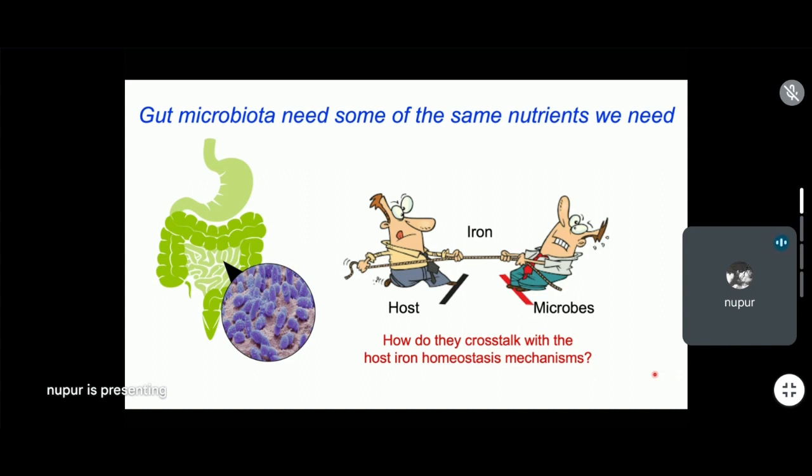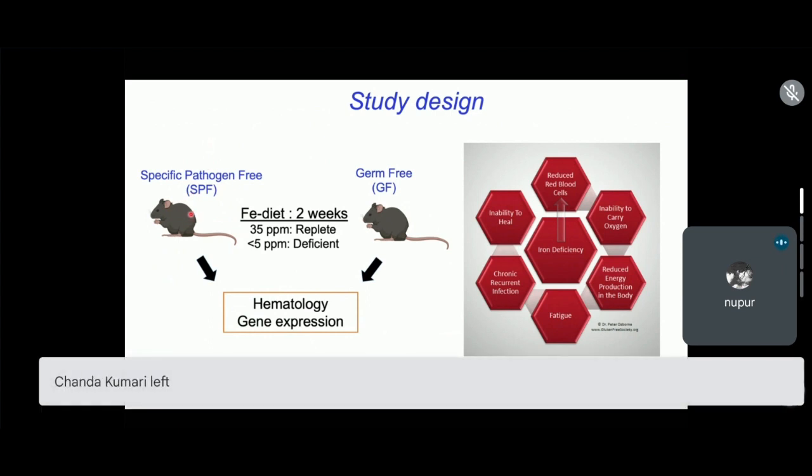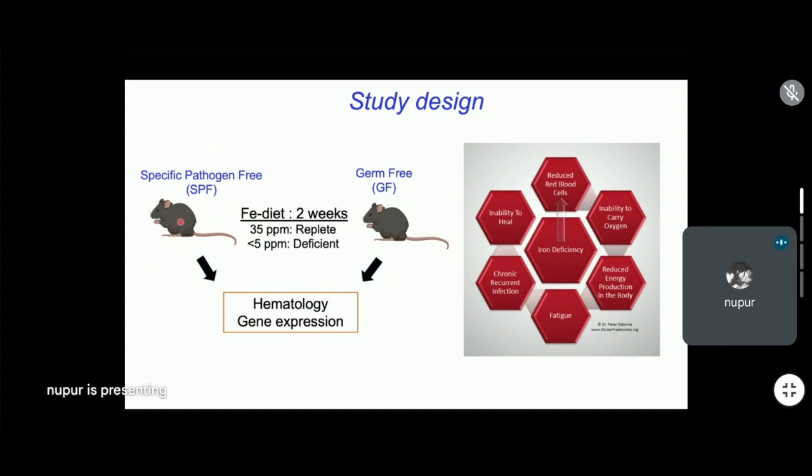To address this, we took a very simple approach to understand what's happening. We took germ-free mice and specific pathogen-free mice, meaning they have normal commensals in the gut but are devoid of some of the pathogens that we should not have in normal mice. That's why the term is specific pathogen-free, or SPF. But remember, they have normal gut flora. On the other hand, we had germ-free mice, meaning they never had any microbiota. They're maintained in a very strict environment, without any contact with microbiota. That's why they're germ-free.